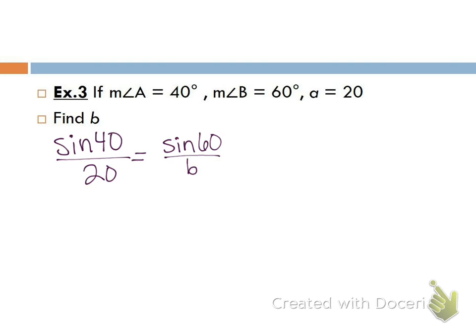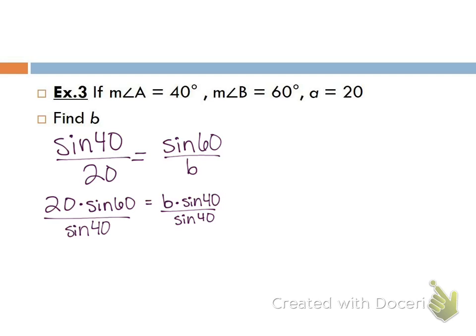To solve it, we would cross multiply. 20 gets multiplied by sine of 60. B gets multiplied by sine of 40. To get B alone, we need to divide by sine of 40. Make sure you are not trying to reduce or simplify any numbers that are next to trig functions. Even though these are both sines, we still cannot reduce those. Okay, because sine changes our number significantly.